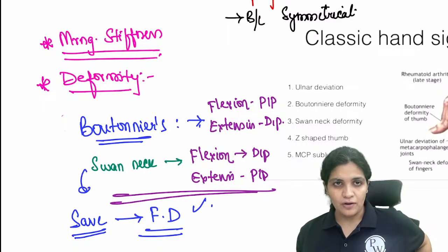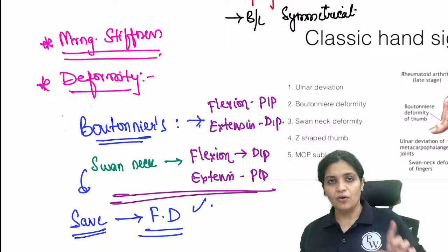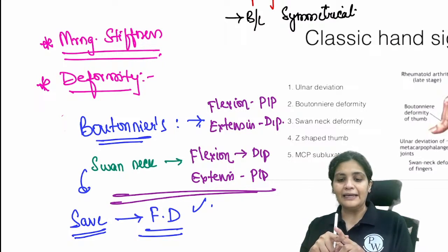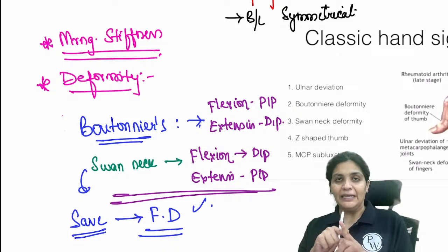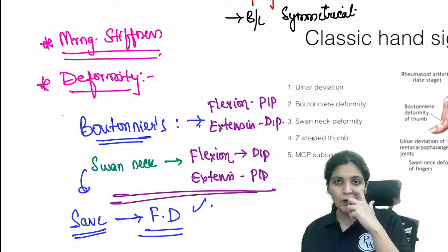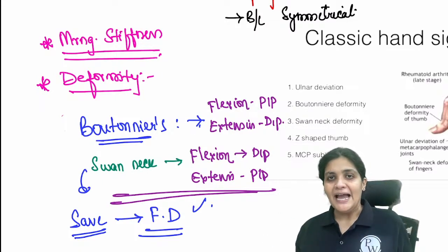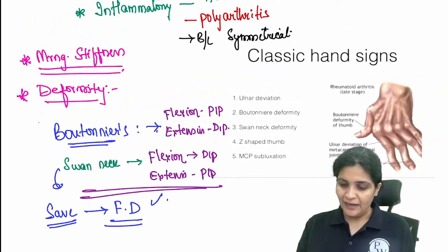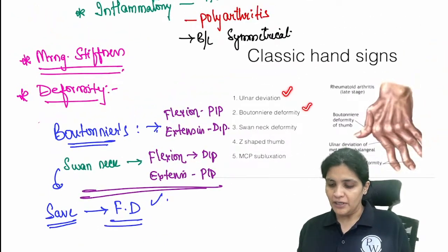So whenever somebody is talking about swan neck, that means flexion of the DIP, immediately there will be extension of the PIP. So boutonniere will be exactly opposite, flexion of the PIP and extension of the DIP. So that is your boutonniere deformity. So we have done the ulnar deviation, boutonniere, swan neck.